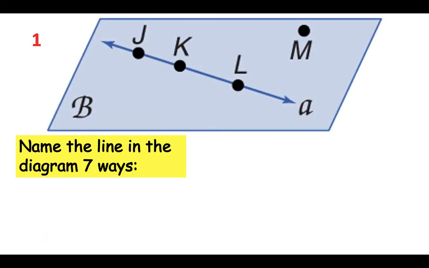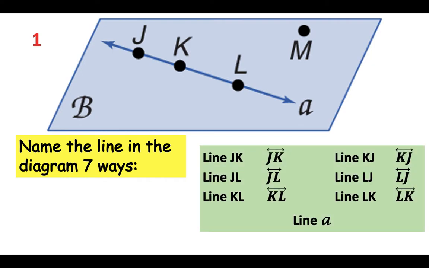Okay, so just like we said just a second ago, there are lots of ways. There are 7 ways to label this line right here. Take a minute, think about it, pause the video, see how many you can name. All right, time's up if you didn't pause it. Here are all of the ways that you could label line: line A, or line JK, or line LJ, or line LK. I mean, there's all kinds of different ways you can get the right answer, right?